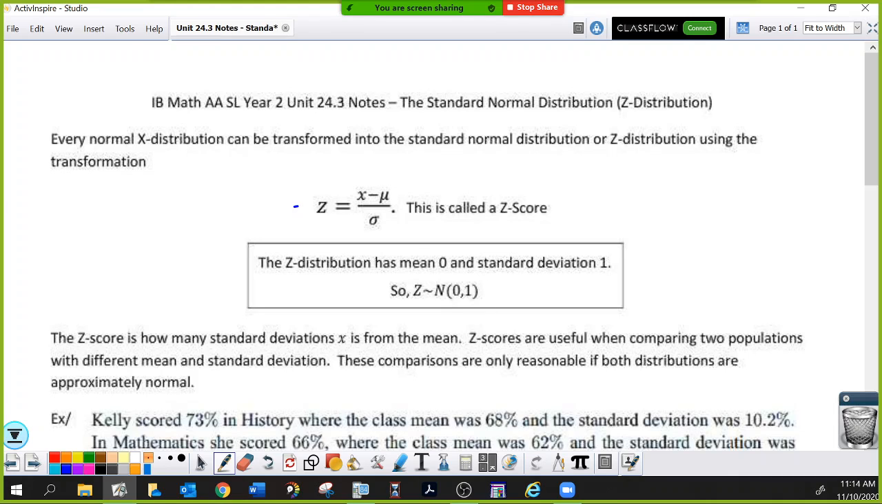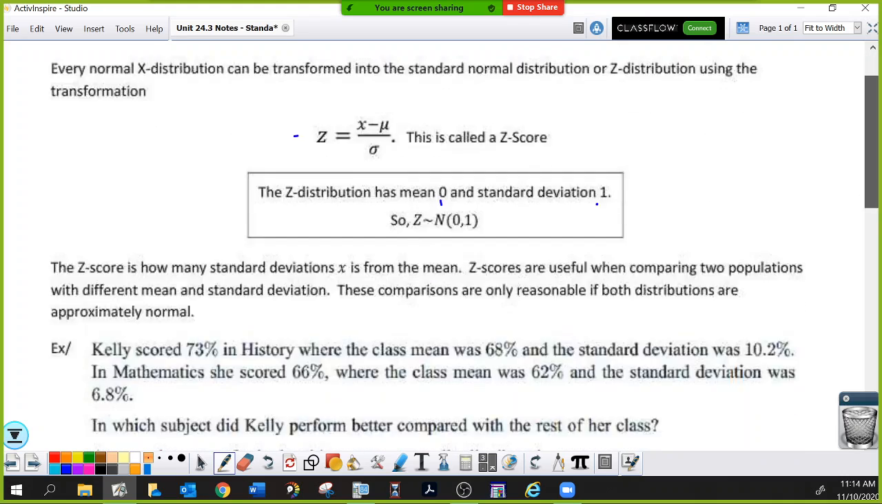The Z distribution has a mean of 0 and standard deviation of 1. You may not have realized this, but when we were using the graphing calculator before and we did the whole second vars, normal, CDF, did anybody realize that it defaulted to mean of 0 and standard deviation of 1? And then you had to change it? That's because that's the standard mean, the standard deviation. But it defaults to 0 and 1. So we say Z is distributed normally, 0, 1, mean of 0 and standard deviation of 1.